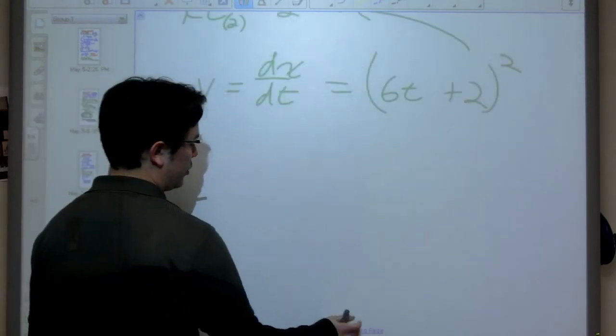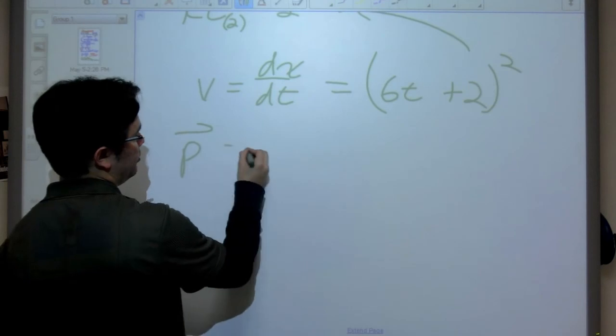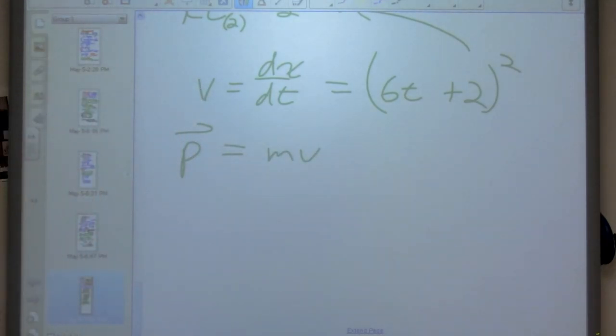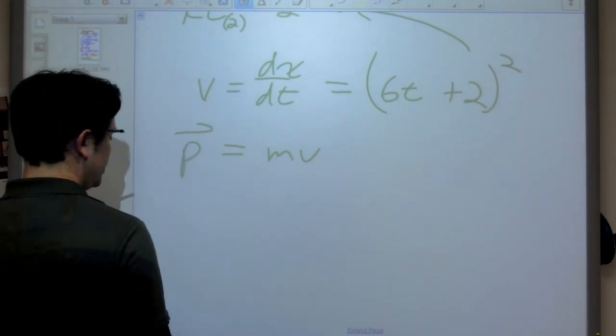They may ask you for the momentum at a given point. Again, find your velocity. Momentum equals mv. They'll likely give you the mass. I will likely give you the mass as well, although I have forgotten it from time to time. All right, so you do that.